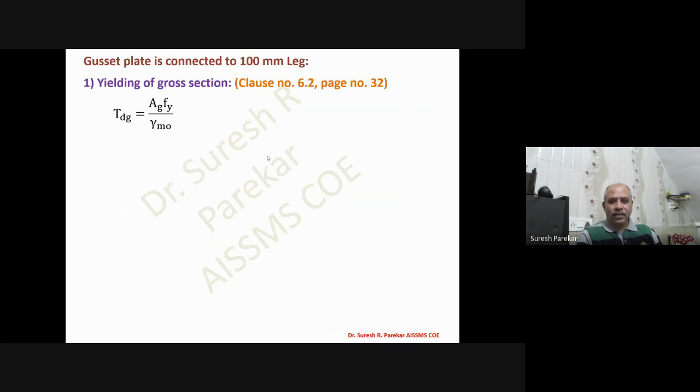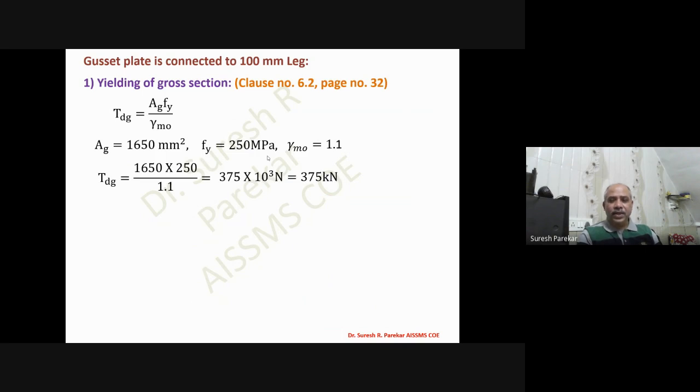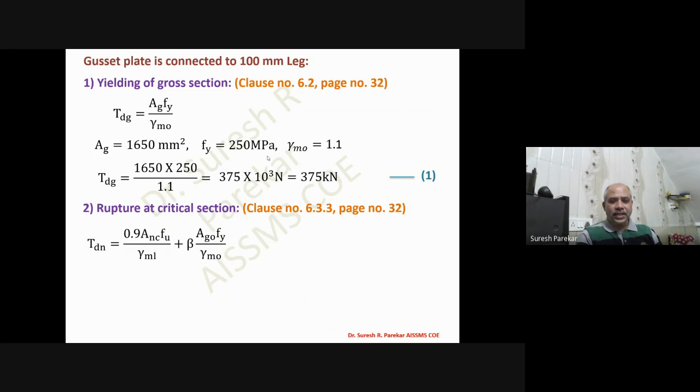Now we have clause number 6.2, page number 32. This will be the same. We may have a welded connection or a bolted connection. TDG will not be changed, and we have 375 kilonewton as number 1. Then we have rupture at critical section. Now you can see this.